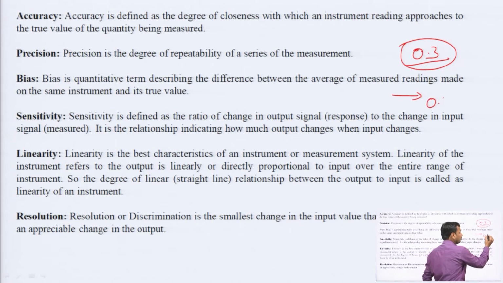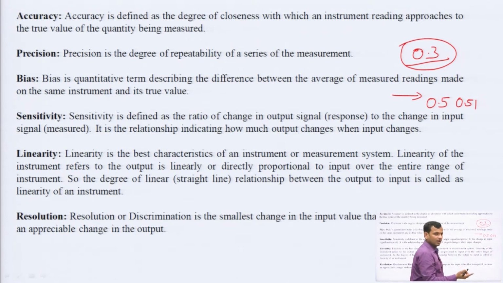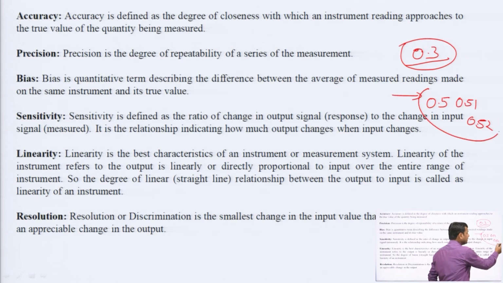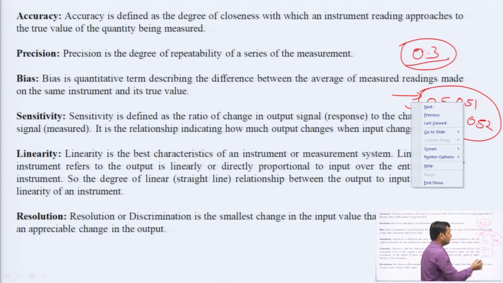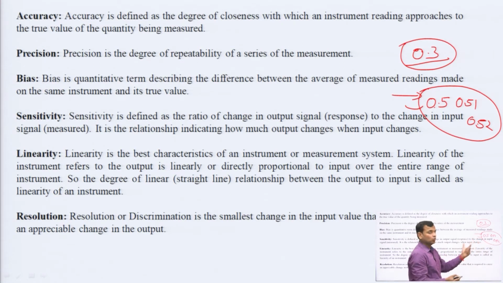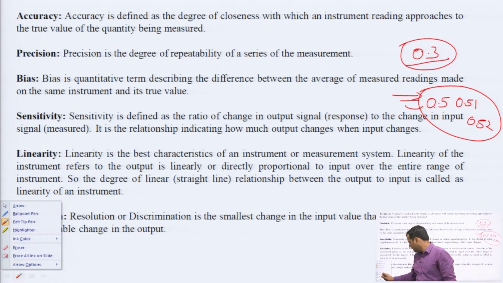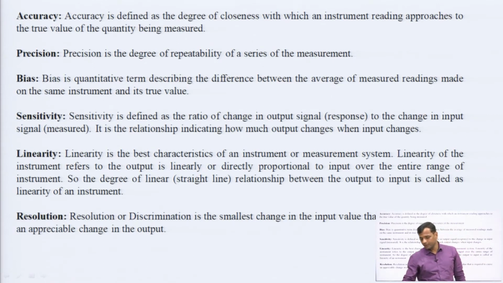First I take a reading of 0.5, again I take a reading of 0.51, and the third time it is 0.52. So, that instrument is precise because it gives repeatability over time. It will provide good precision, but it is not accurate because my true value is 0.3. So, that is the difference between accuracy and precision, and that is a very common question. You have already seen that in your earlier course.